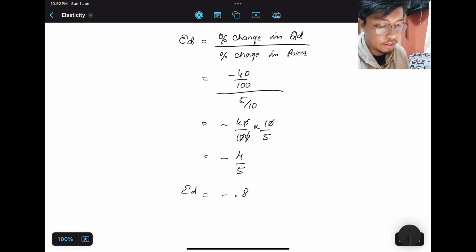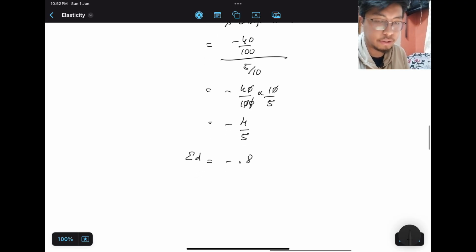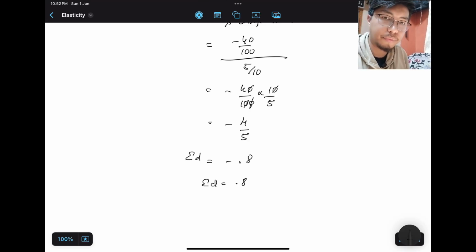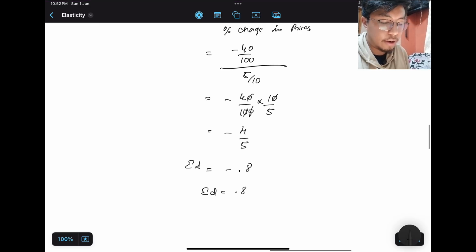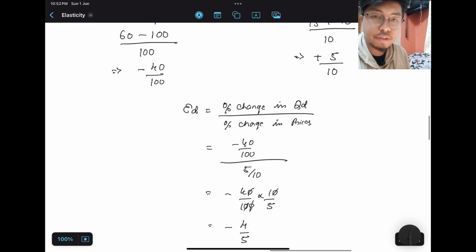Now see, when you're talking about elasticity, you don't factor in this sign. At last, what you write is just the value, that is 0.8. Now what this means and how this fits into the larger context, we will talk about in the next class.